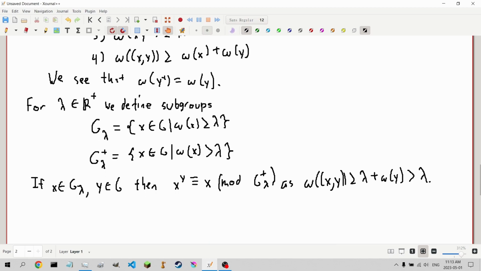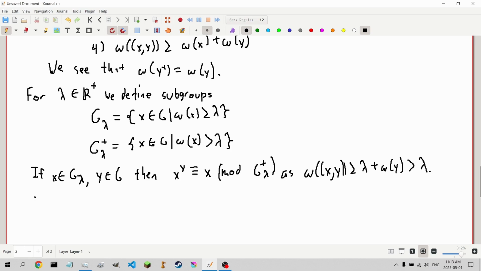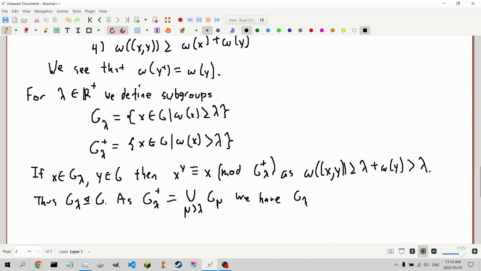And this also gives us that this set G lambda is a normal subgroup of G. And since we can construct G lambda positive as the union of smaller, ordinary G of these groups, we can then say that G lambda positive is also normal inside of G.